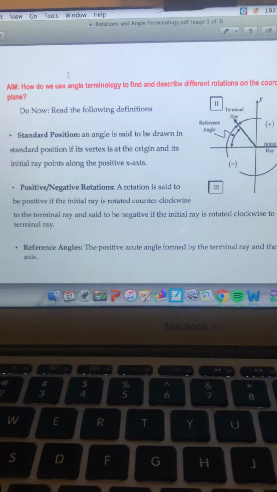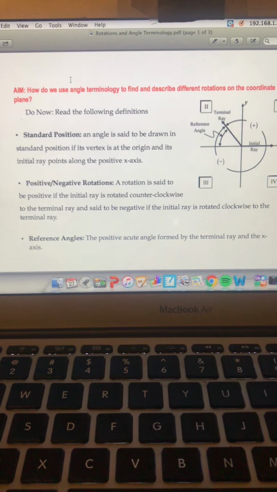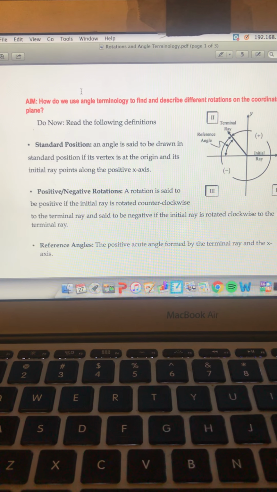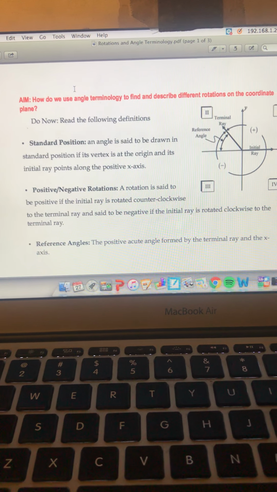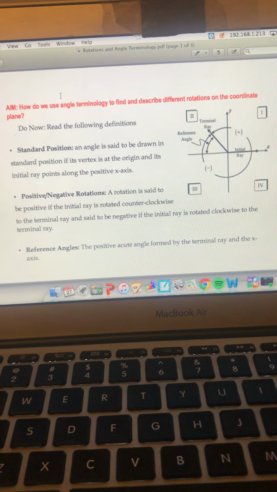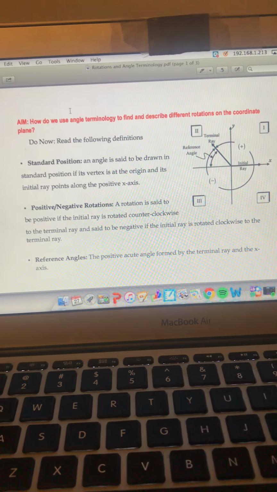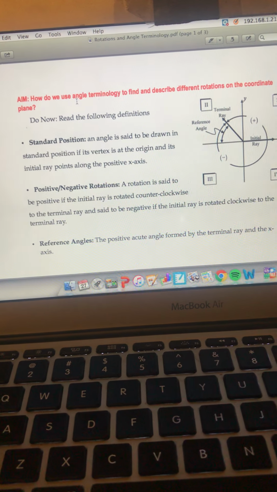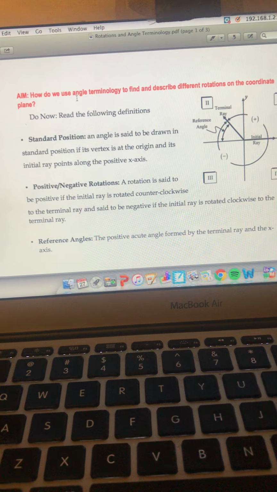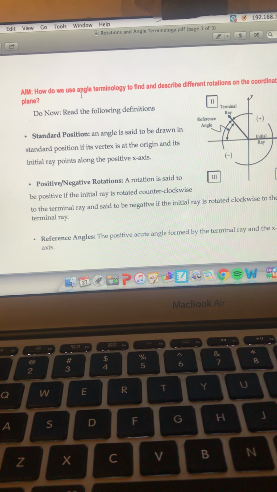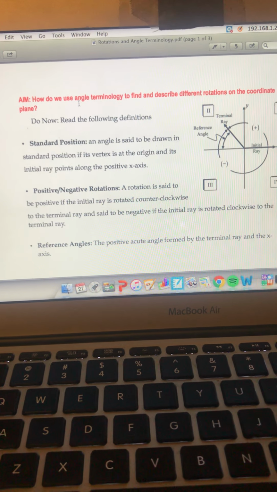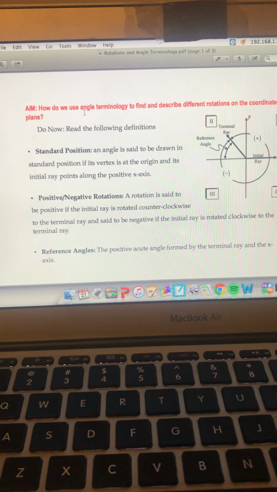All right, let's just jump right in. So, first definition here is standard position. All that really means is we're talking about an angle here, and we're going to refer to that angle as being in standard position if its vertex is at the origin and its initial ray points along the positive x-axis. A whole bunch of fancy language for something very simple.